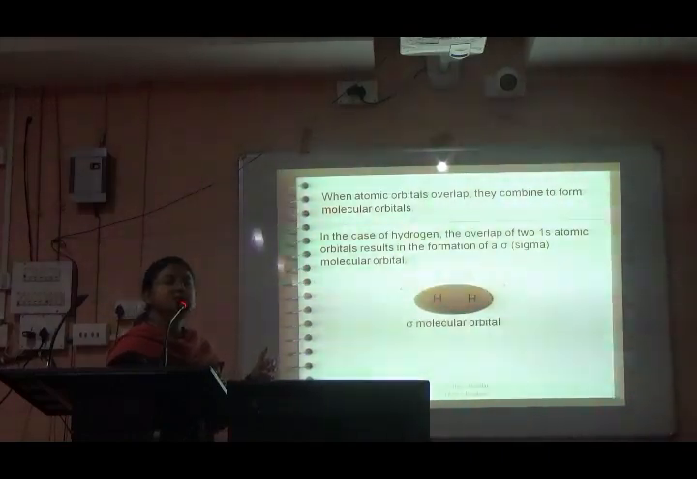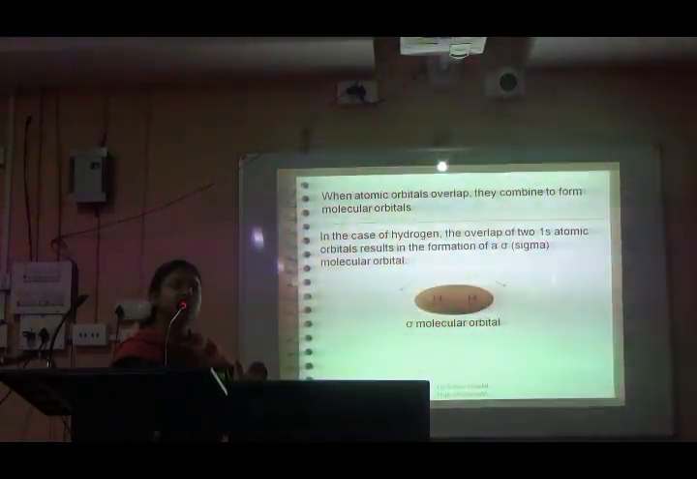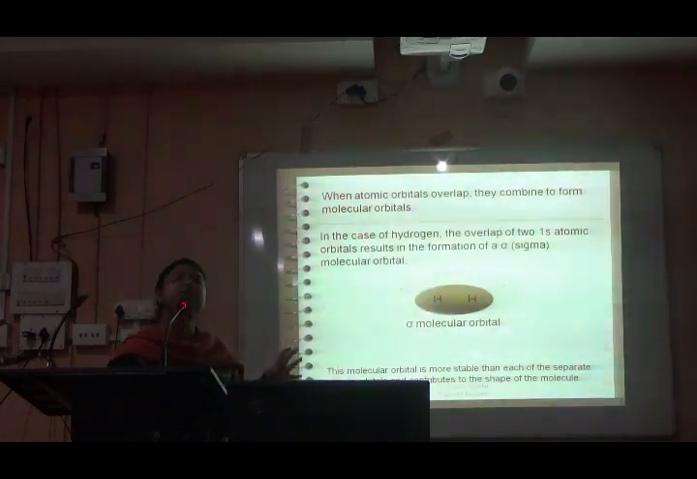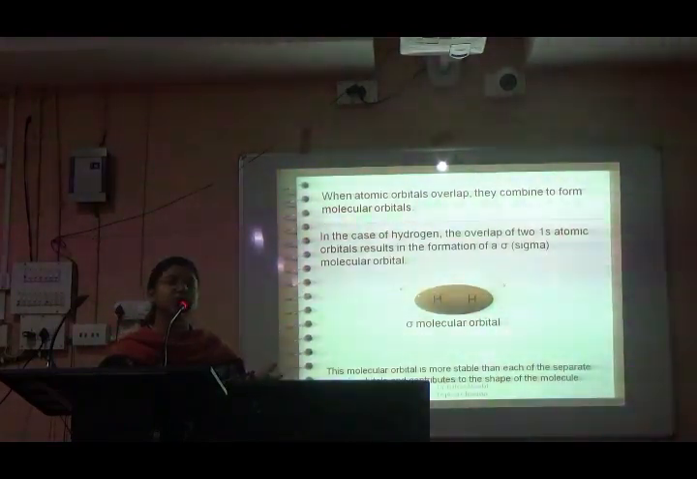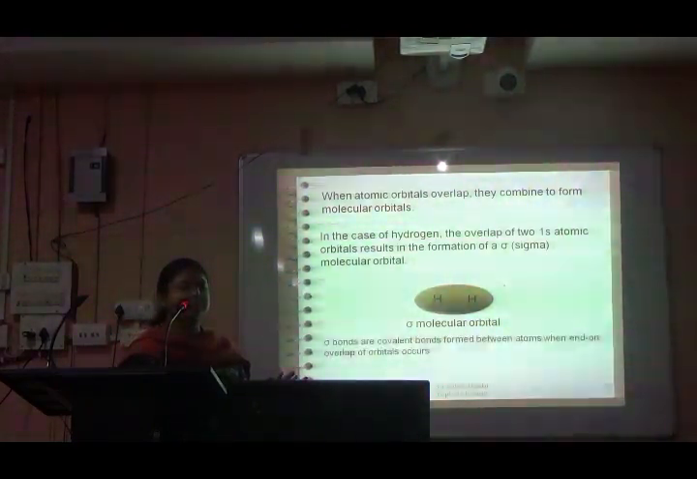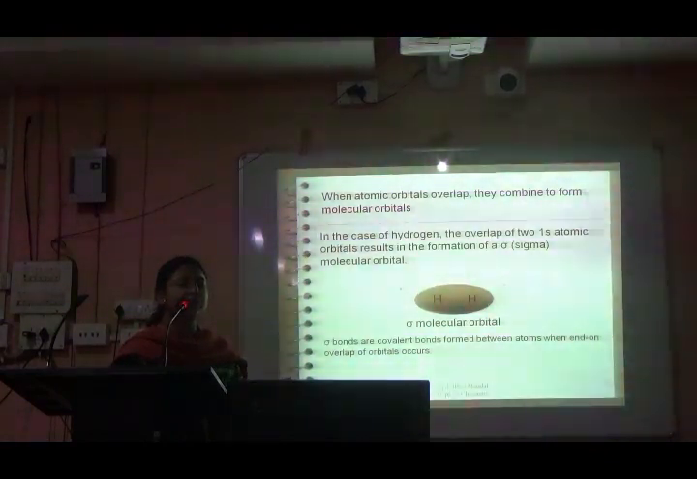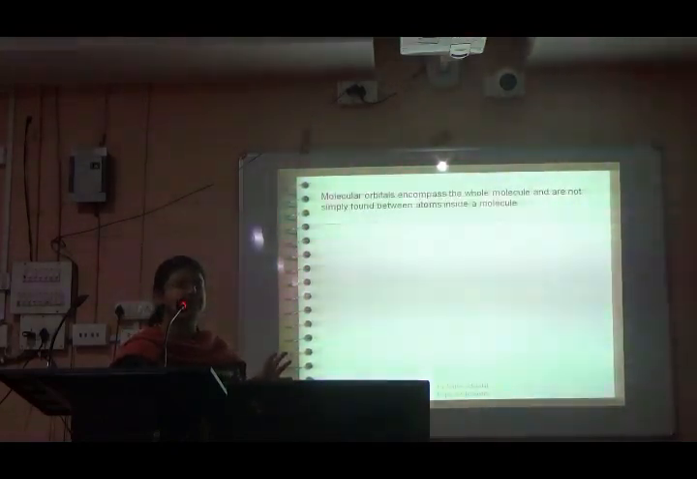Like this. The overlap of two 1s atomic orbitals results in the formation of a sigma molecular orbital. Okay? This molecular orbital is of course much more stable than the individual atomic orbitals from which they are formed. Obviously, otherwise the molecule will not exist. Now the sigma bond is the covalent bond formed between the two atoms when end-on overlap of orbitals occurs. This we know from the definition.